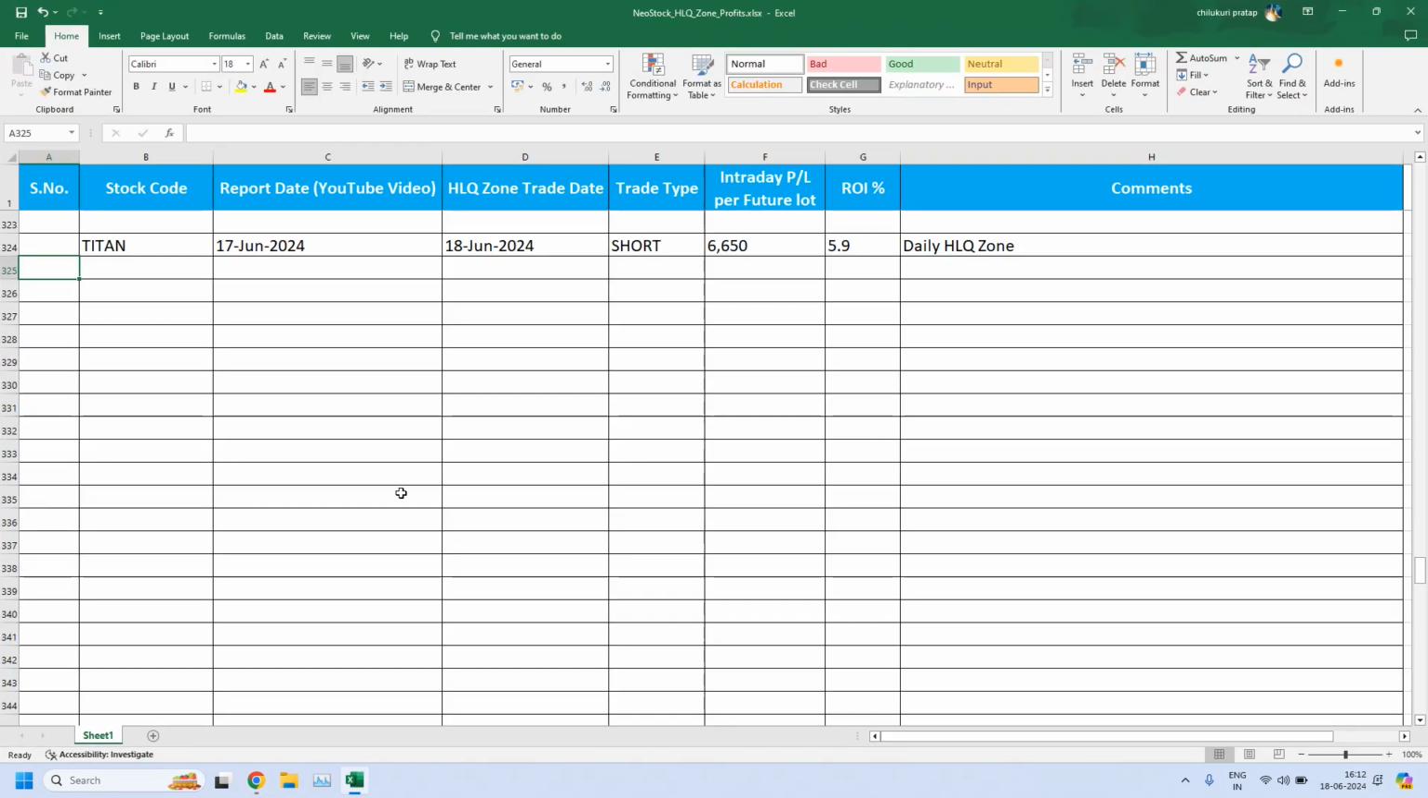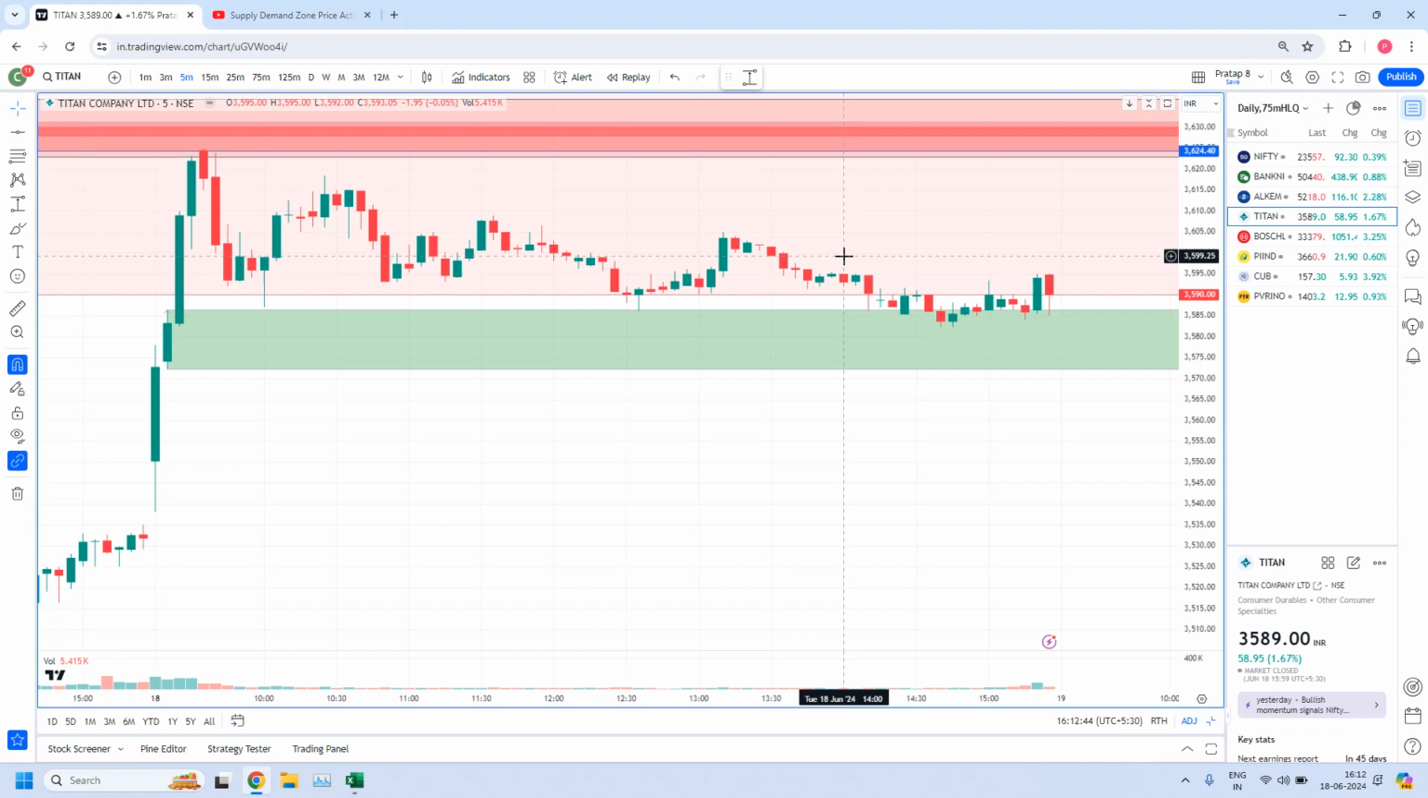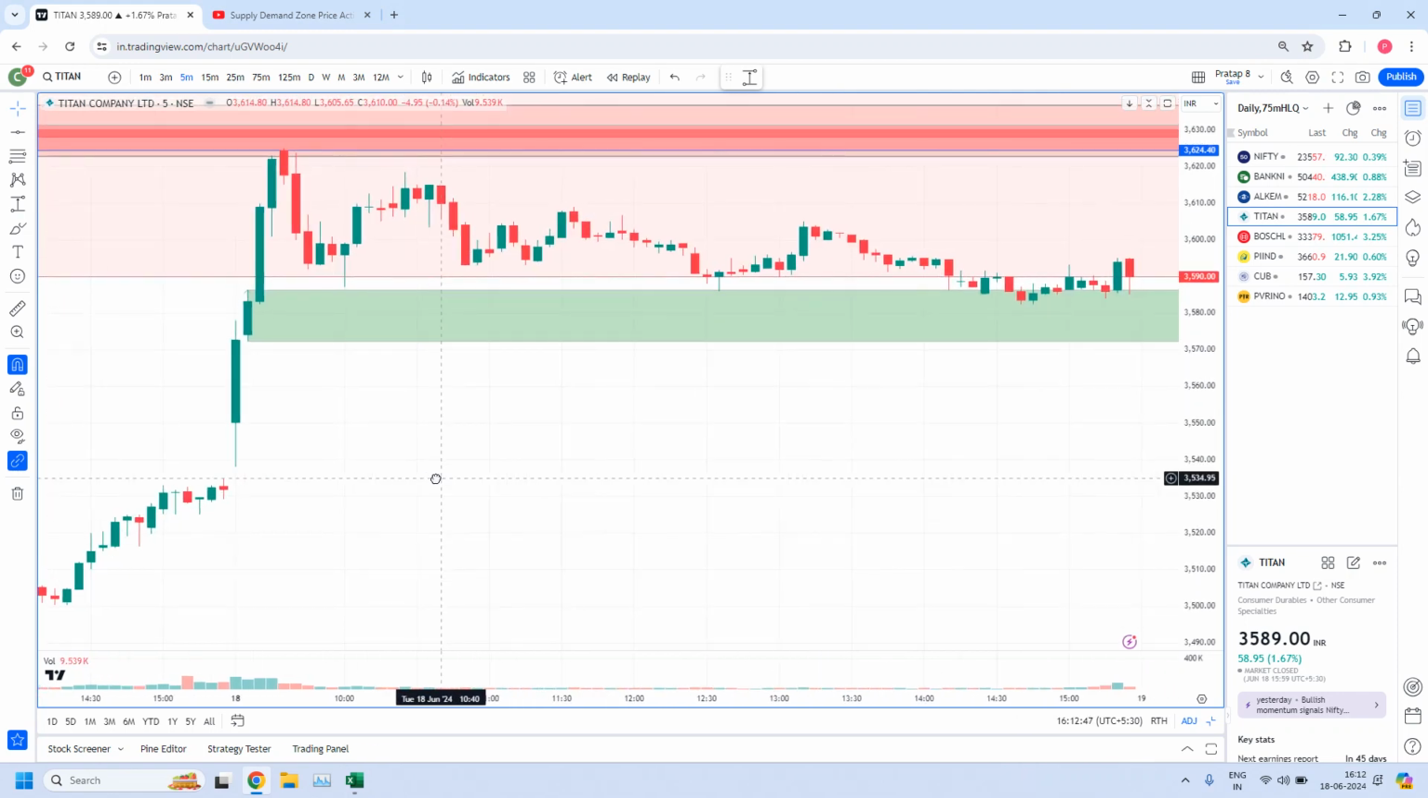And this is the way you got 6,650 rupees profit, which is 5.9%. Actually, it is 5.94%, close to 6%, because I am giving up to only one digit ROI. So 5.9, close to 6%. Our average intraday ROI for high liquidity zones is achieved. So this is the only successful trade in today's trading session.